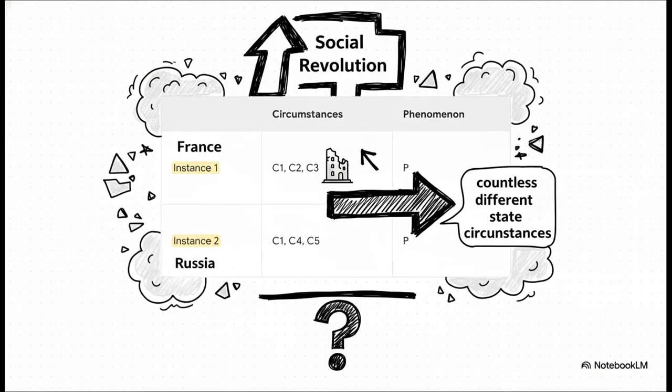This table shows the method of agreement in action. Just imagine P stands for social revolution, okay? So France is instance 1, Russia is instance 2. Now, both had a revolution, but their circumstances were really different. That's all the C2, C3, C4, and C5. But if they only share one key factor, which here is C1, let's say a specific kind of state collapse, then C1 becomes a prime suspect for the cause. The logic is actually pretty simple. If a factor isn't there every single time the outcome happens, then it can't be the cause.